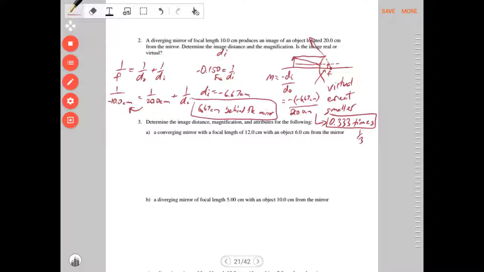Okay, great. Number 3. Determine the image distance, magnification, and attributes for these ones. So we have a converging mirror, focal length of 12, and the object is 6 from the mirror. So we have a converging mirror again. The focal length is 12, and the object is placed 6 centimeters. So we're inside the focal length. Ooh, this is one of those crazy ones.